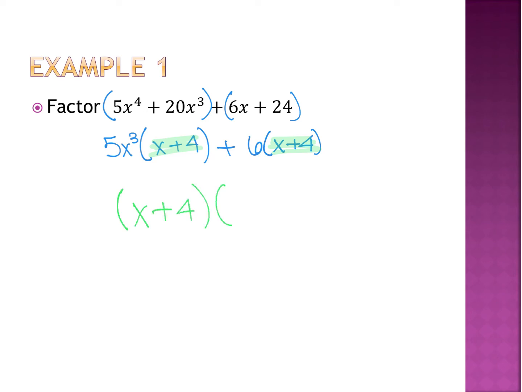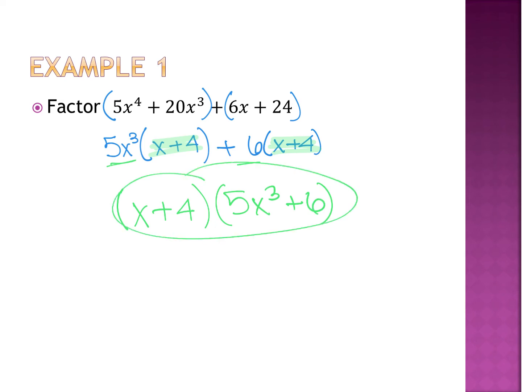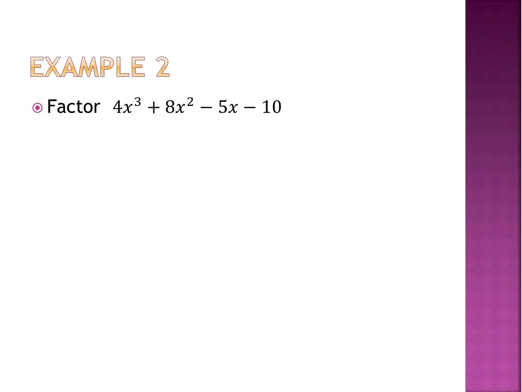And then my second factor is going to come from everything that's left. So I have 5x cubed plus 6. And now I have completely factored this polynomial because I can't simplify the 5x cubed plus 6, and the x plus 4 is completely factored as well.